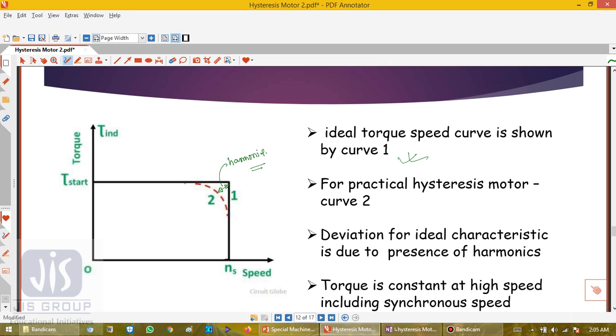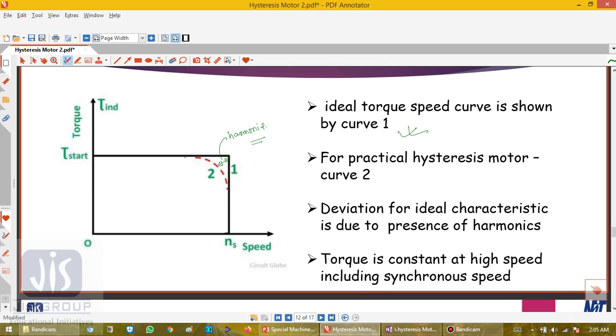So the torque is constant at high speed including synchronous speed. Okay.